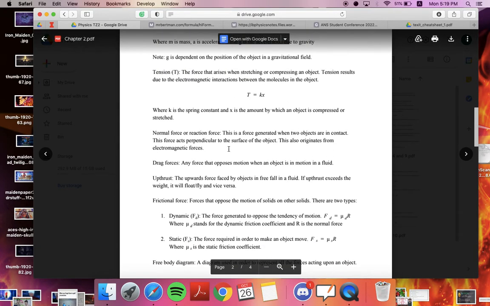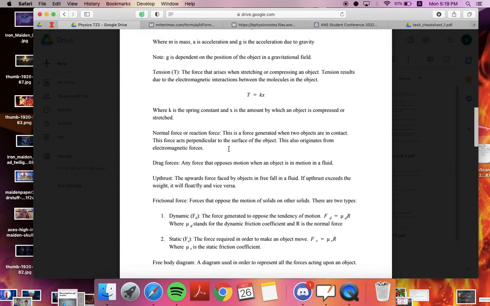Okay, so tension. Tension is a force that arises when compressing an object or stretching an object. The source of this tension force is due to the electromagnetic interactions between the molecules in the objects, but you don't really need to know much about that.